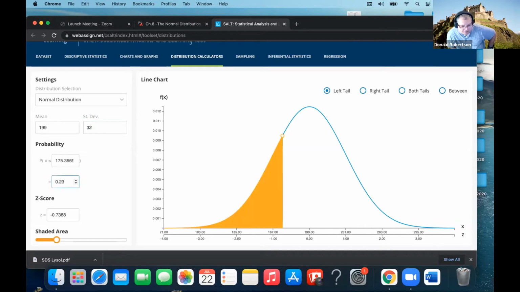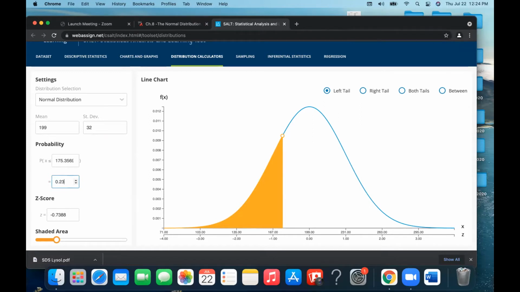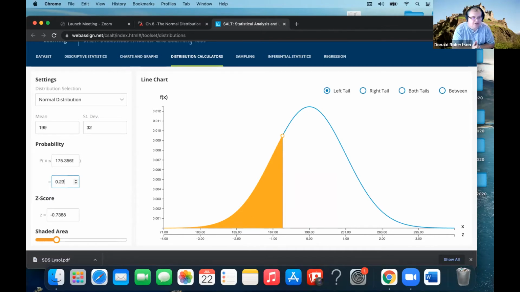Now that's the 23% that they are talking about, right? Now, since they wanted it to be, I hope, below 23%, if I read that correctly, if you look at the picture to the left, that's exactly what you wanted, right?